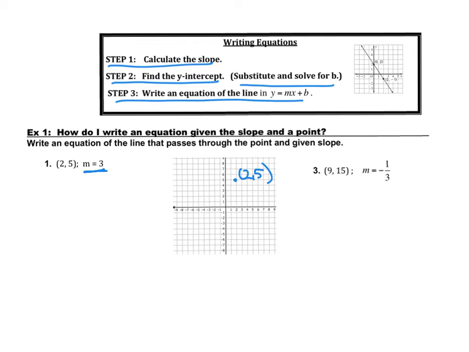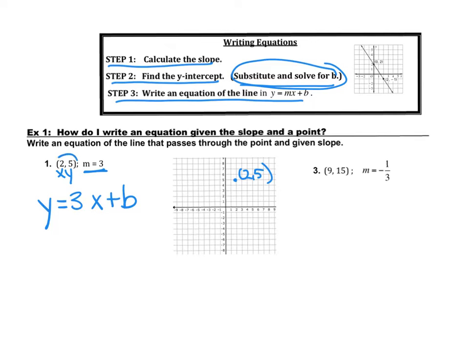And then we need to find the y-intercept, and in this lesson, we're going to be substituting and solving for b. Remember that point that you're given is an xy coordinate. And any line that's in slope-intercept form is written in the form y is equal to mx plus b. The m we know is 3. All right, so we still need to find the b.